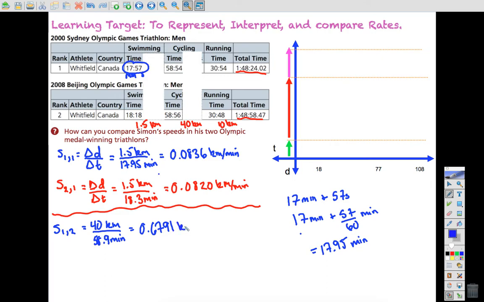0.6791, and that is kilometers per minute. So if I look at his second attempt in his second leg of his trip, again it would be 40 kilometers. And now I need to figure out what 58 minutes and 56 seconds are. So I'm doing 58 plus 56 divided by 60. And that gives me back 58.93 repeating.